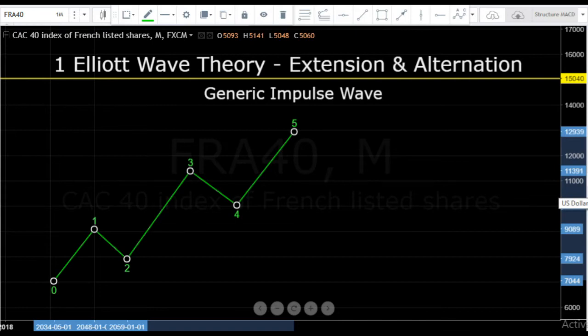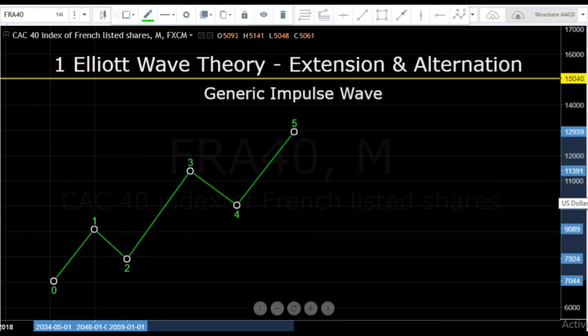Now, so far we've looked at the waves and structures Elliott identified and the rules he developed for them. Now we're going to discuss the guidelines Elliott proposed for his theory. The first thing we need to do is determine the difference between a rule and a guideline. So let's use our model of an impulse wave to demonstrate it.